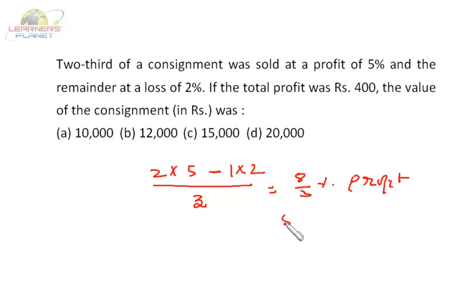Okay, and it is equivalent to: suppose the cost price is X, so 8/3% of X is 400, so we can calculate the value of X, okay? Or we can say 8/3% is 400, then what is 100%? So it will be 15,000. You can choose any of the methods.